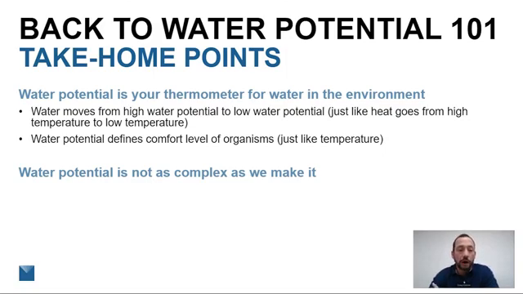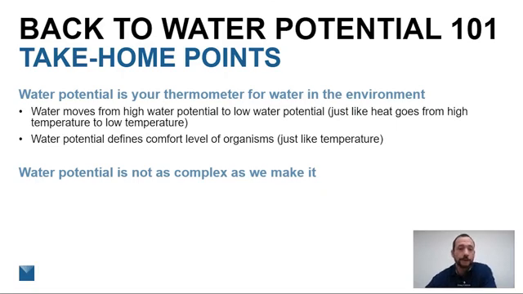Water potential also defines the comfort level of organisms, or the water stress level, just like temperature tells us if we're comfortable. And so if you remember just those two things, that water potential defines water stress and water potential defines the movement or equilibration of water in the environment, then that tells you just about everything you need to know. And it's not complex. Those are very simple concepts, and they're not complex at all.